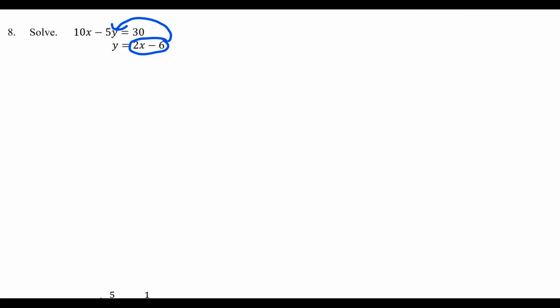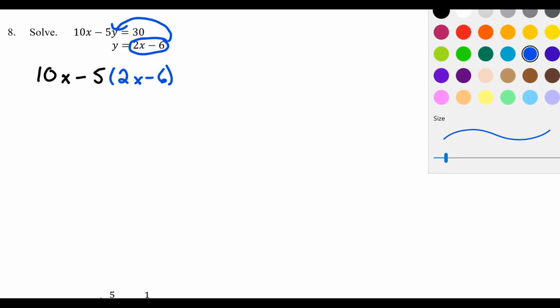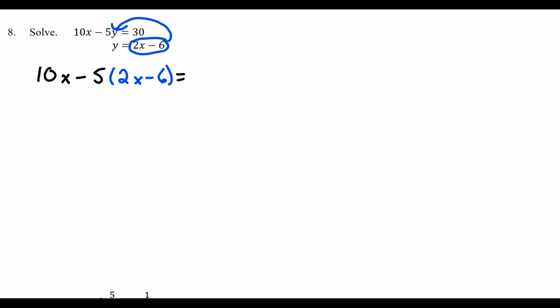When I do so, that's going to give me 10x minus 5 times my 2x minus 6, and that's going to equal 30. Okay? Remember to distribute the negative 5 into the parentheses, so negative 5 times a negative 6 gives me positive 30, and a negative 5 times 2x gives me a negative 10x. I still have this other 10x sitting out here.